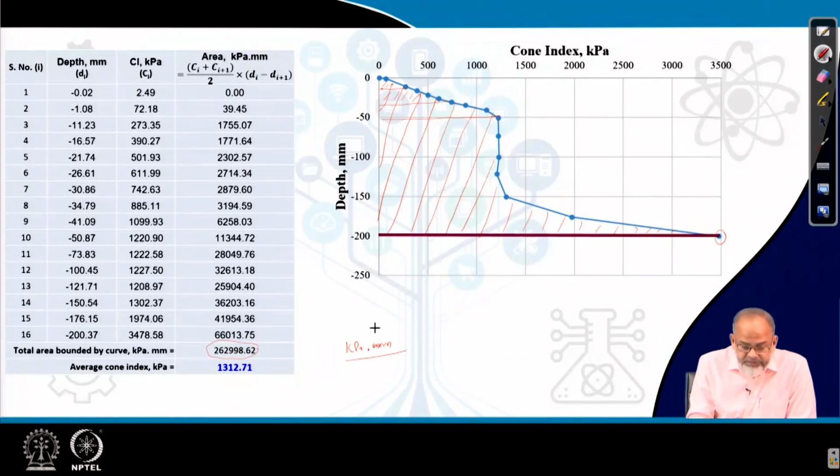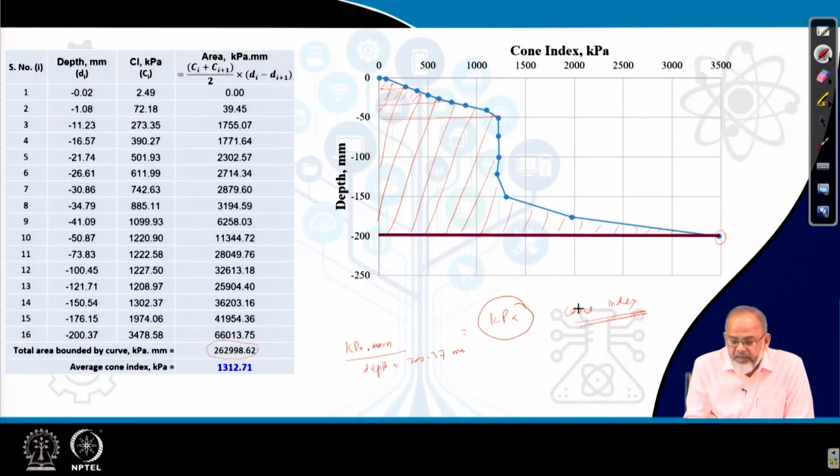Now what is the cone index value? So I just divided by the total depth. So total depth becomes say 200.37. So this is divided by the depth, which is 200.37, again in millimeter. So what I will get is kilopascal. So this is the value of the cone index. This is the average cone index for a depth of 200 millimeter.